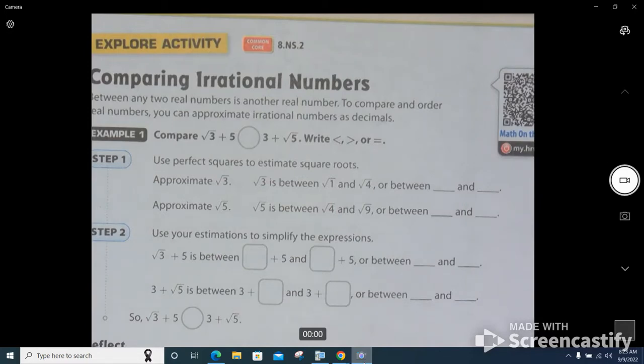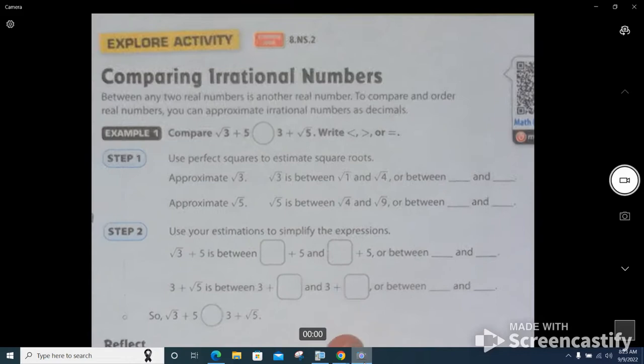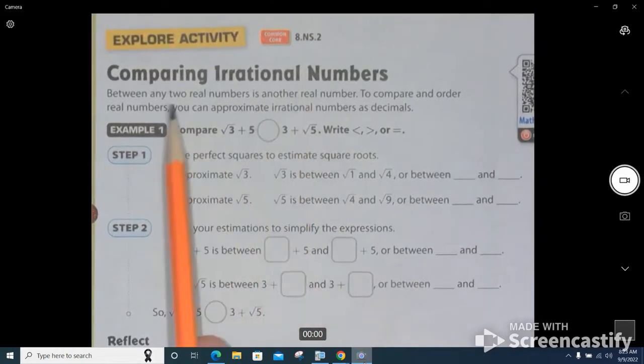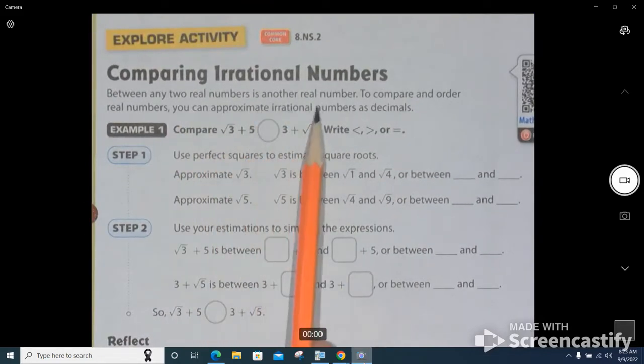Let's read this together. Well, I'll read it out loud. You read it along quietly to yourselves. It says, between any two real numbers is another real number. In other words, if I have 1 and 2, what number is between 1 and 2? 1.5. Okay, good.